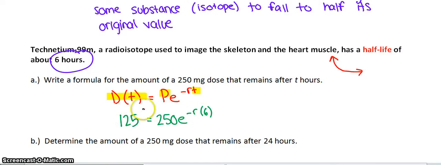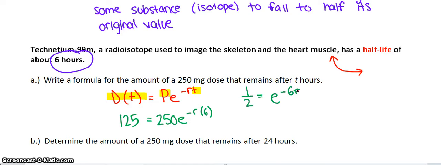Okay, and you've set up this equation solely to solve for r, so you can write a formula. So in order to do this, we're solving an exponential equation. First, you want to take care of anything that's bothering the e, so I'm going to divide by 250. If you divide both sides by 250, you're just going to get 1/2 equals e to the negative, and I'll write this as 6r instead of r6.